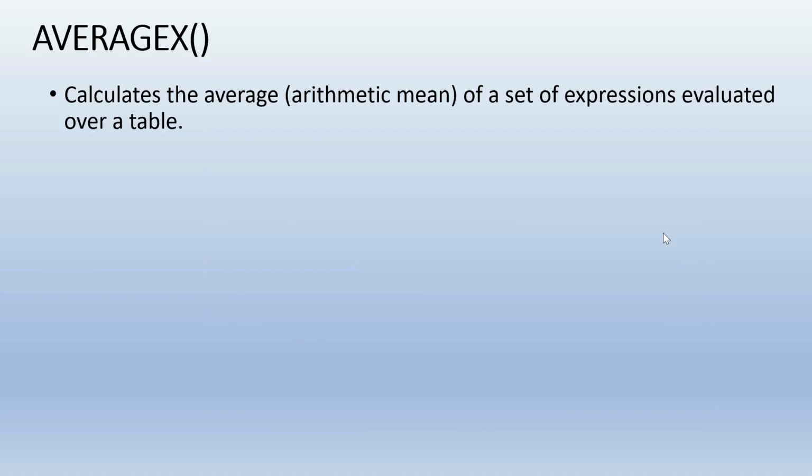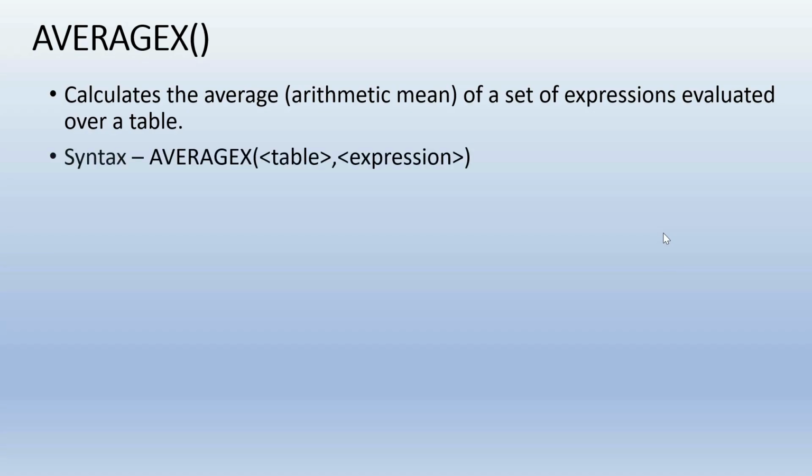That means, first of all, over a table, the expression will be evaluated on a row by row basis. Then for each row, we have a result for that expression. Then whatever set of results we have, the AVERAGEX function will average all those results, right? This is the functionality of the AVERAGEX function.